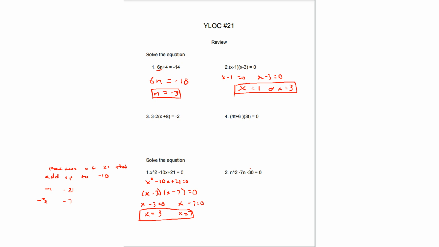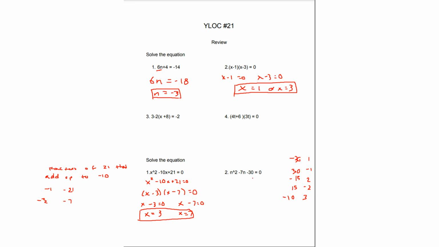For number 2 here, same thing, we need to find the factors of negative 30 that add up to negative 7. So the factors of that would be negative 30, 1, 30, negative 1, negative 15, 2, 15, negative 2, negative 10, and 3, and so on. But if we look, negative 10 plus 3 is negative 7.